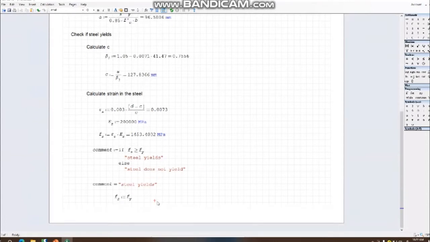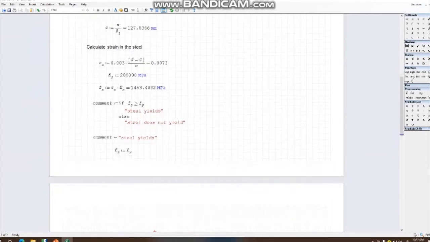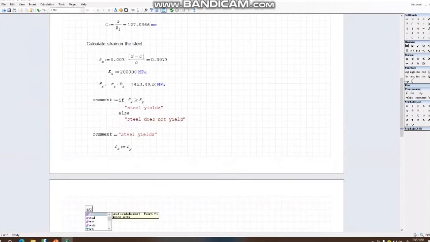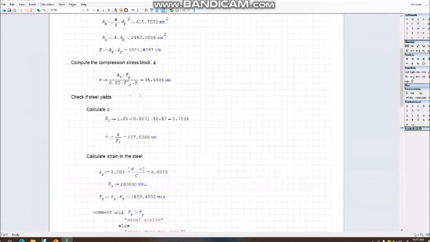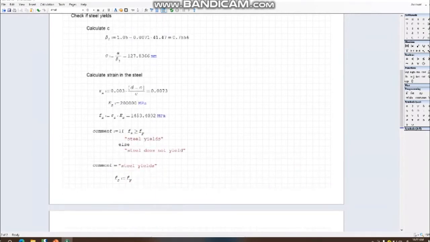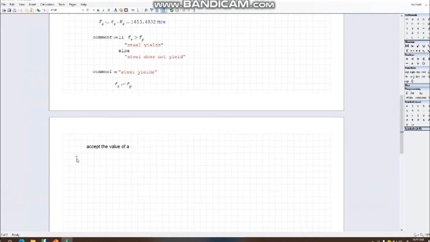Okay na, so since nag-yield naman natong still, then the next step we have to accept the value of A. So, we have to dawaton kini nga value. This is already correct since ang atong still nag-yield. So, since we accepted a value of A, we can calculate now the nominal moment capacity.